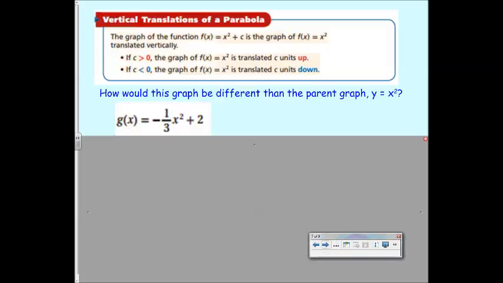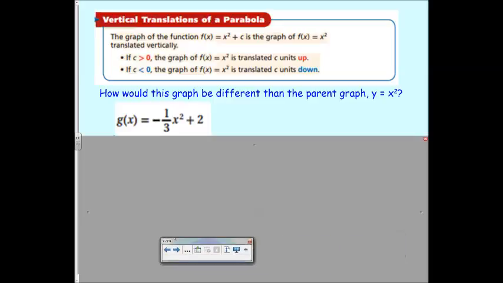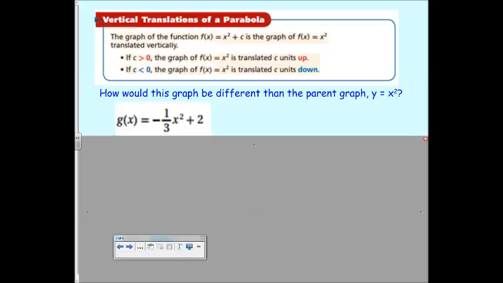Okay. All right, so then for this one, how would this graph be different than the parent graph y equals x squared? So again, you have to answer 2 questions. Is it narrower or wider? And then does it move up or down? So in this case, is this narrower or wider than x squared? What's the a value of x squared? 1. What's the a value here? 1/3. So when it gets smaller, the graph is actually getting wider. So this is wider.